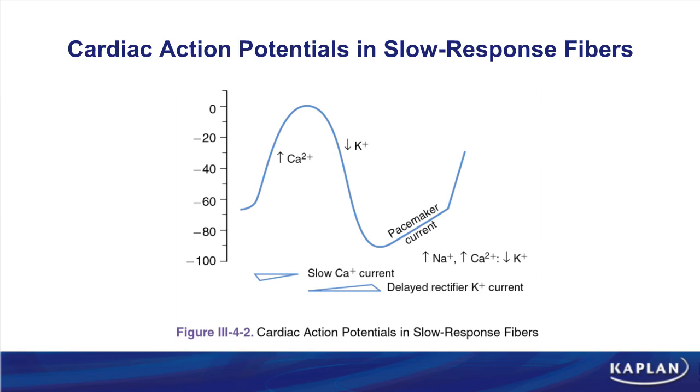They're going to depress the slope of phase 0 in slow response tissues. Notice there's no phase 1 overshoot, there's no phase 2 plateau in slow response tissues, but there is a phase 3 repolarization caused by the efflux of potassium. So potassium channel blockers certainly can prolong repolarization even in slow response fibers. Drugs that are potassium channel blockers, therefore, have utility in a wide variety of arrhythmias because potassium is important in fast response and slow response fibers in order to repolarize.